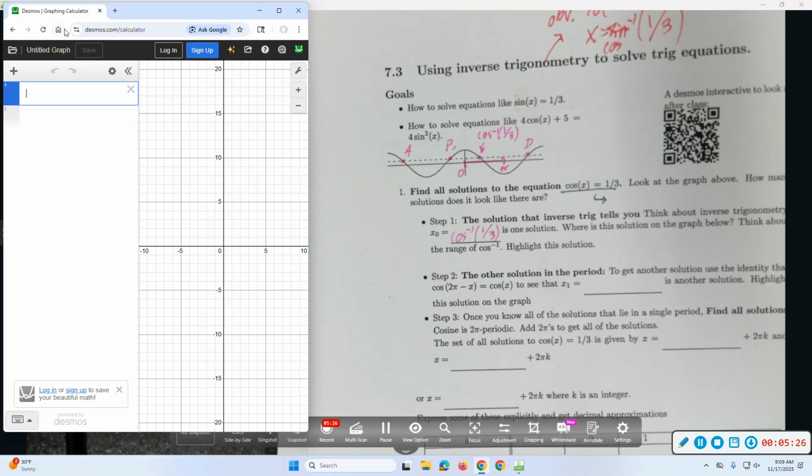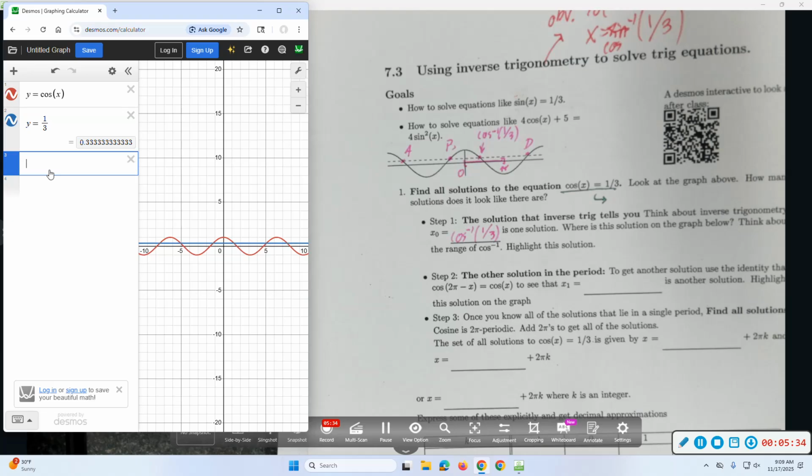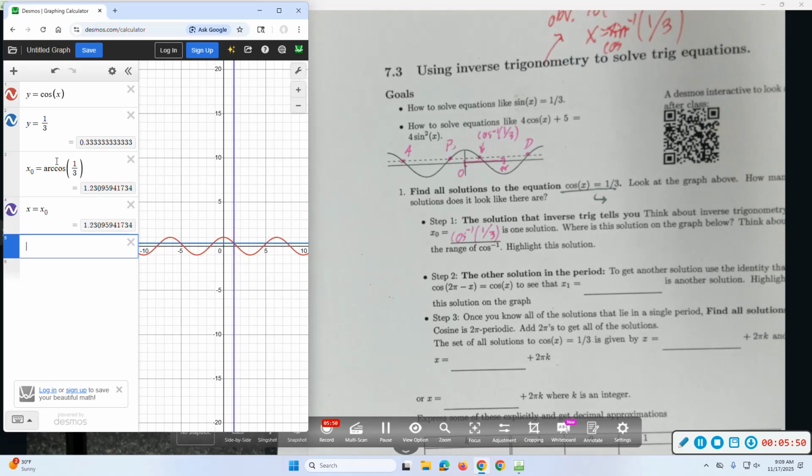The Desmos. Y equals cosine of x. Y equals 1 over 3. So let's list the one we have so far: x equals arccosine of 1 over 3. And maybe I'll even give that a name. Let's call that x0. Cool. Is that one of the x values where the graph of cosine crosses that horizontal line? Nice. And you said add pi? Add pi to the cosine. Cool.